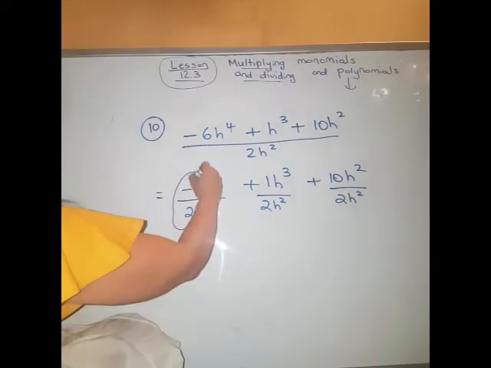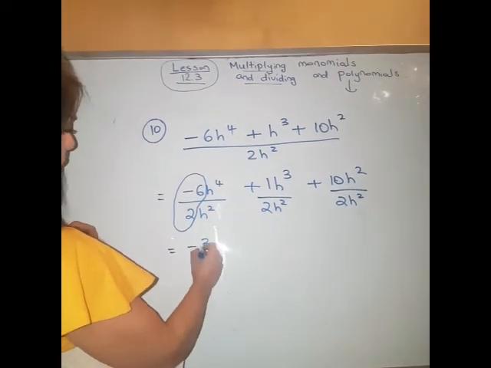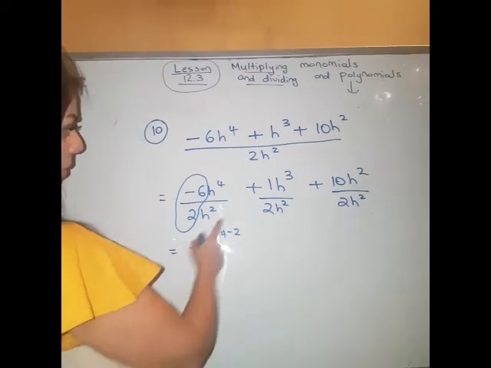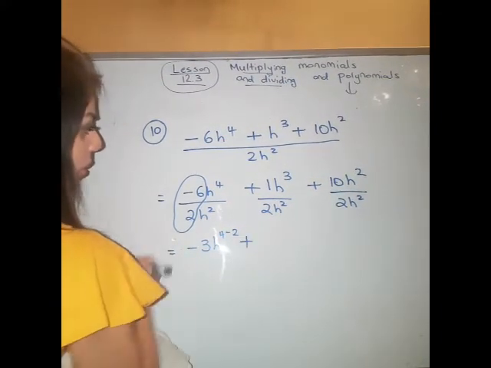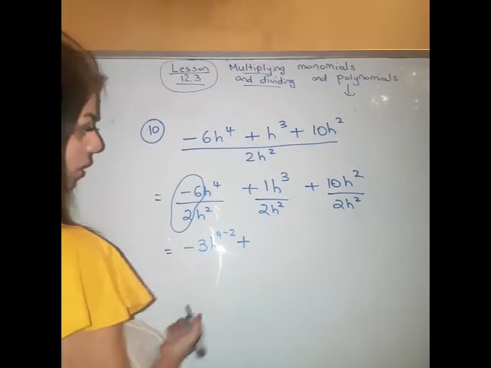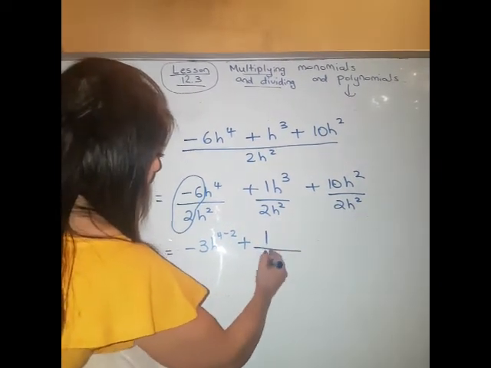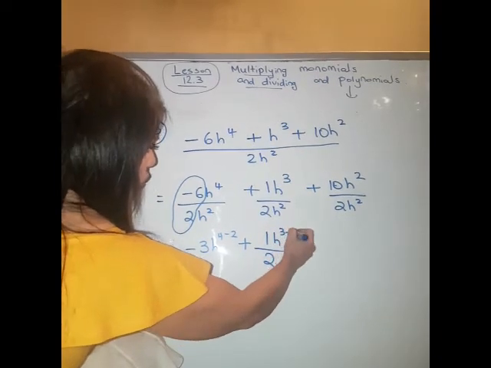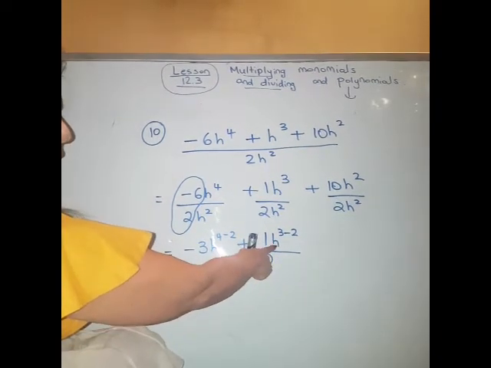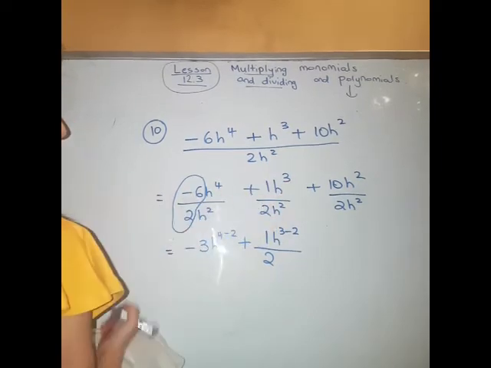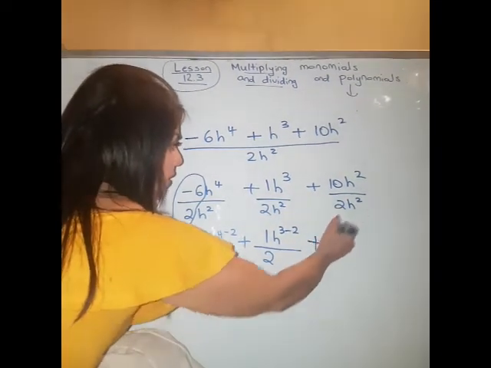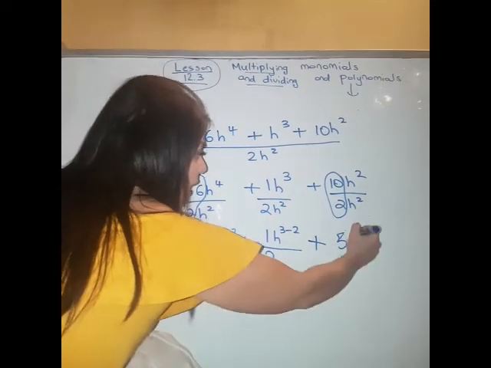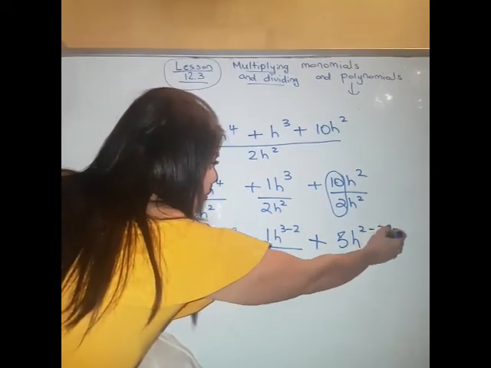-6 divided by 2 is actually a -3. h to the 4 minus 2. There's no plus or minus, it's a plus. 1 over 2 I cannot simplify. I leave it as it is. h to the 3 minus 2. Why did I put it as a numerator? Because the 3 is bigger than the denominator. Plus 10 divided by 2 is actually a 5. And then h to the 2 minus 2.